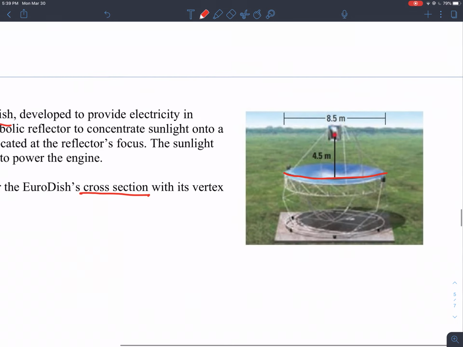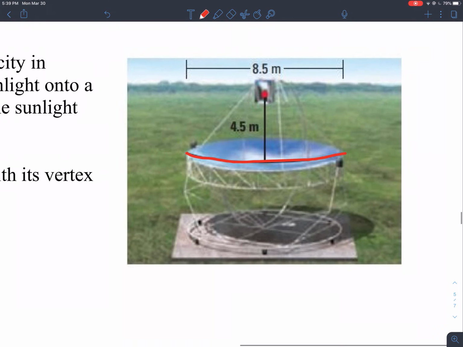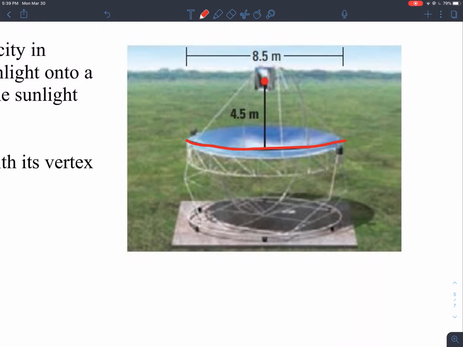It says the engine is located at the reflector's focus. So this is the focus right here. The sunbeams come in here and reflect back there, and they heat up the helium, and that generates electricity. So this is the information they gave you.